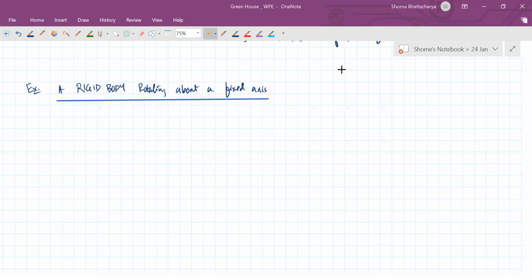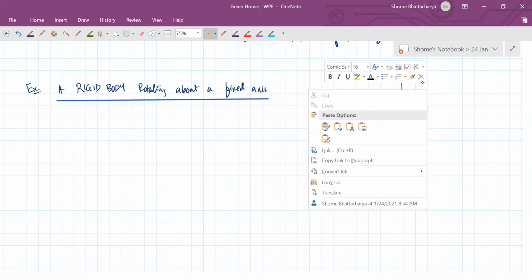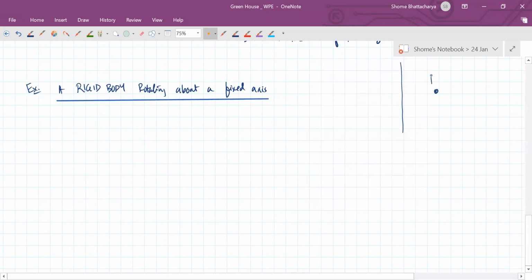So if the path is zigzag, it doesn't matter. We are interested in the displacement. So for example, on a particle, we'll come back to this fixed axis thing, but suppose on a particle we are applying a force like this, but the path of the particle is not straight. It's zigzag. So it goes like this. And finally, let's say it reaches somewhere here. So it has a path like this.